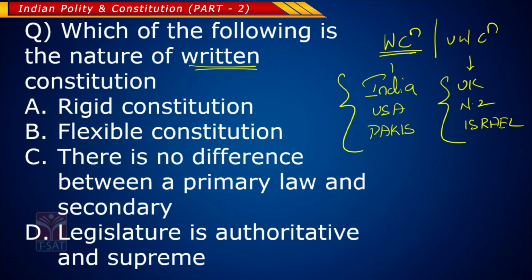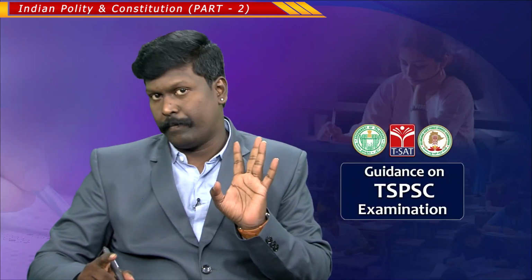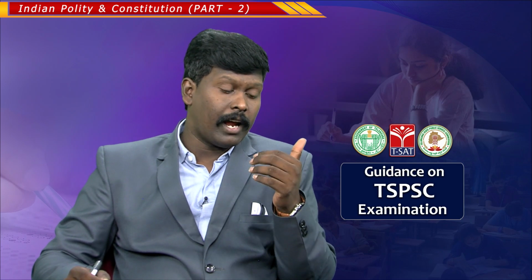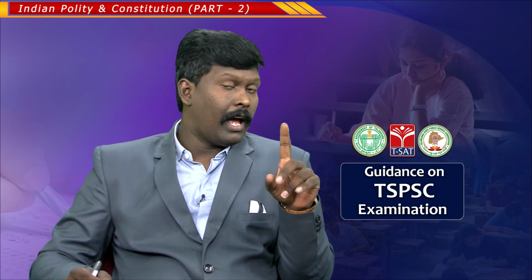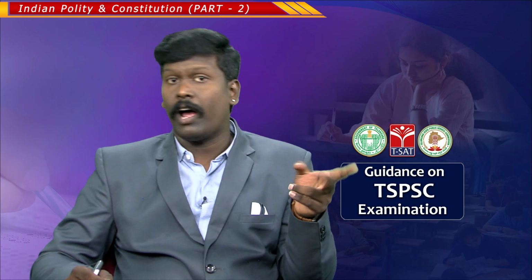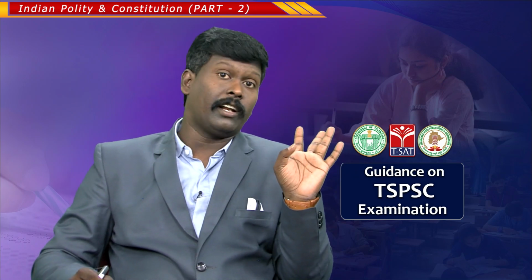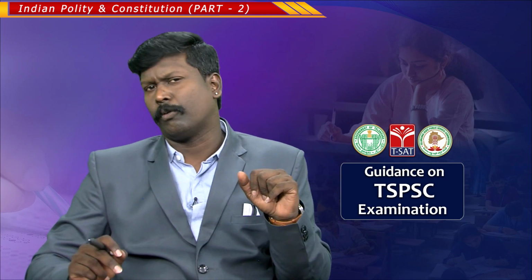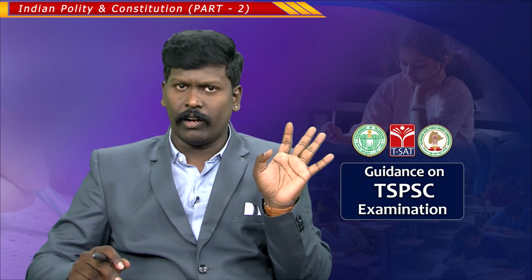Now look at this, written constitution. In a written constitution, judiciary is supreme. In an unwritten constitution, legislature is supreme. In a written constitution, the constitution is written at once in history, and there is a difference between primary law and secondary law. But in an unwritten constitution, all laws are considered primary laws because legislature is supreme, right? There are no secondary laws.